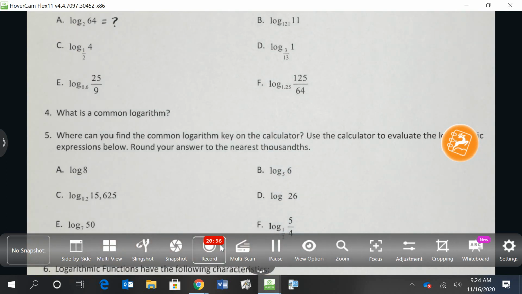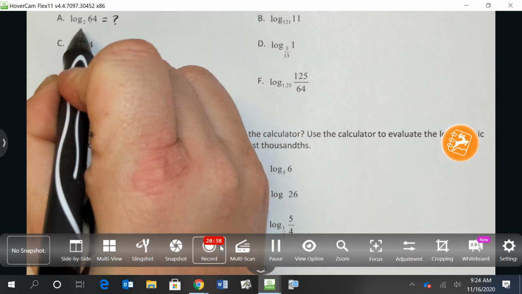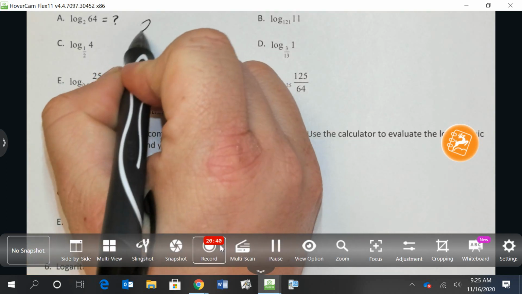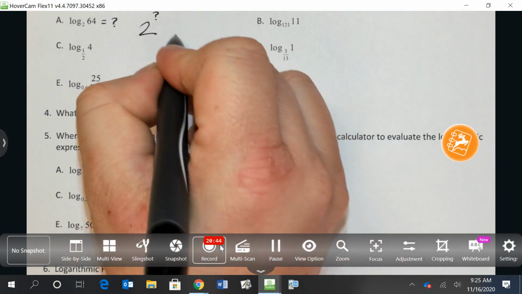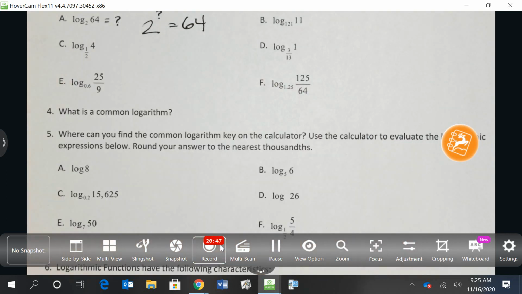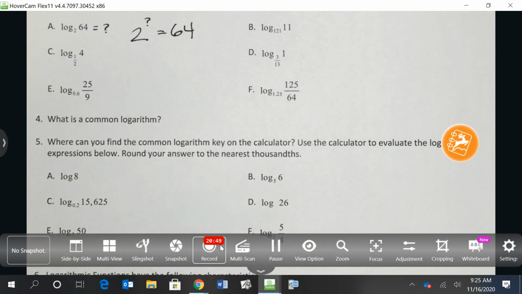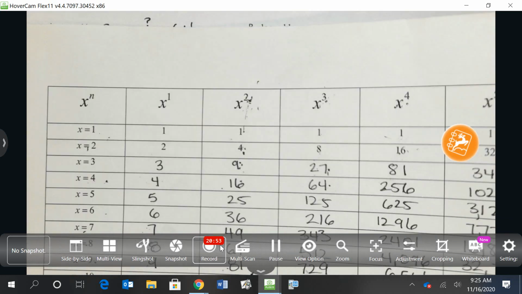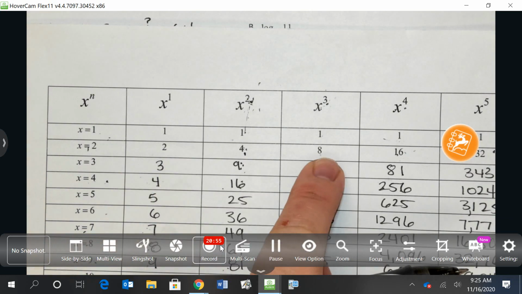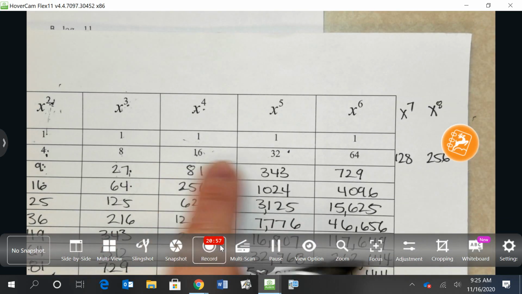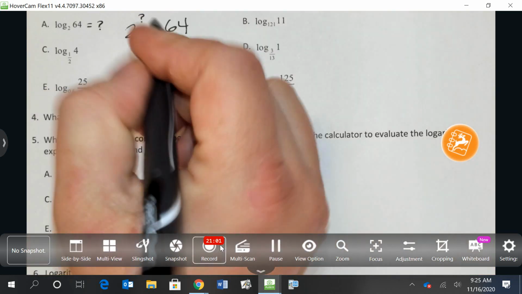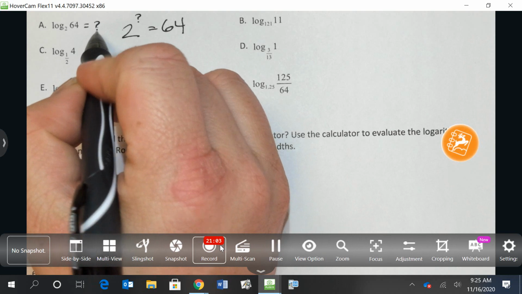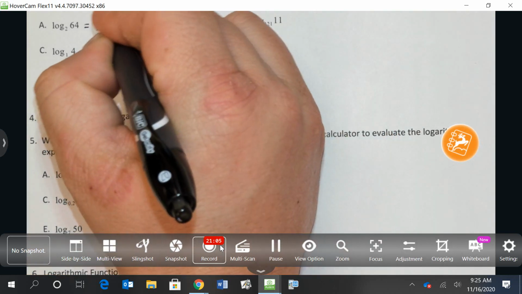So I'm going to start by rewriting this in exponential form. So here's my base, 2. The exponent, I don't know what it is, so I can put an x, I'm going to put a little question mark, and it equals 64. So in my mind, I'm going, okay, 2 to what power equals 64? So I'm going to come over here to my table. 2 to the first, the second, the third, the fourth, the fifth, the sixth. Oh, 2 to the sixth is 64. That means this answer is 6.